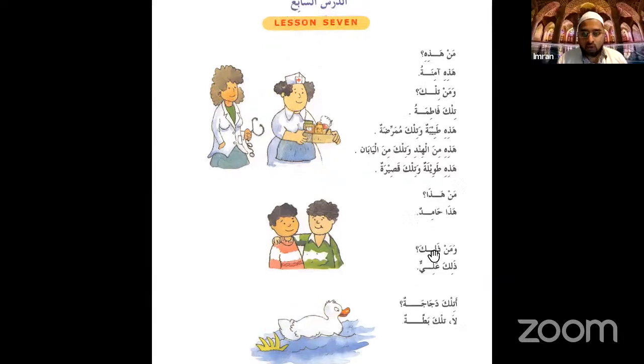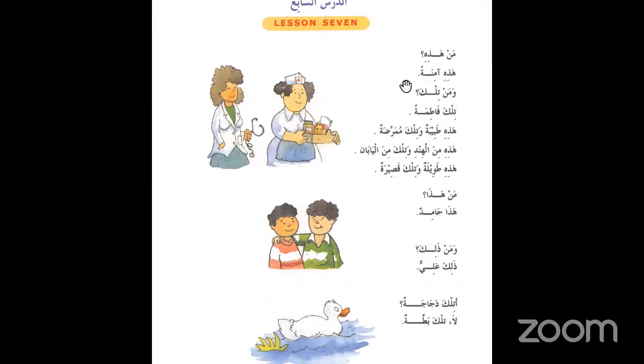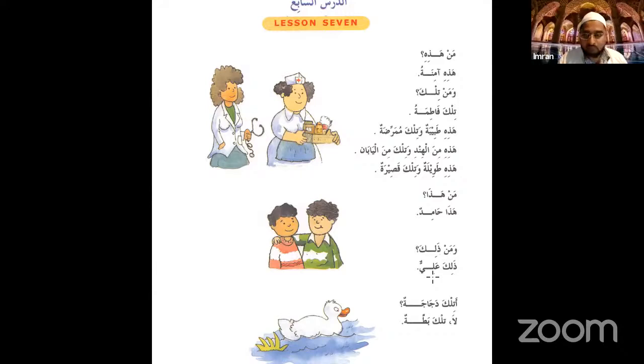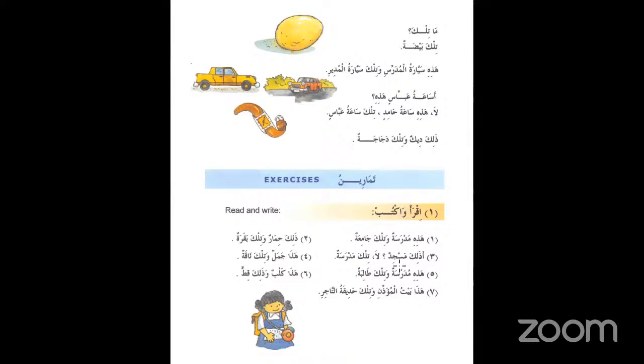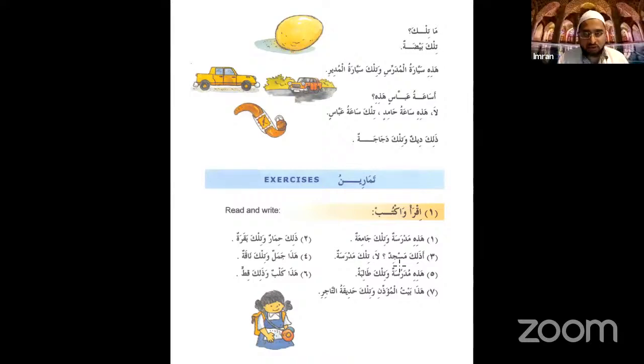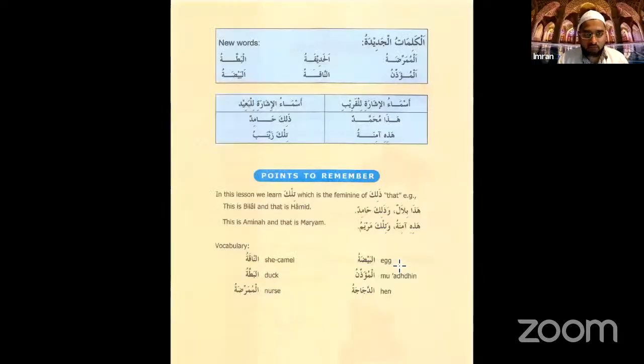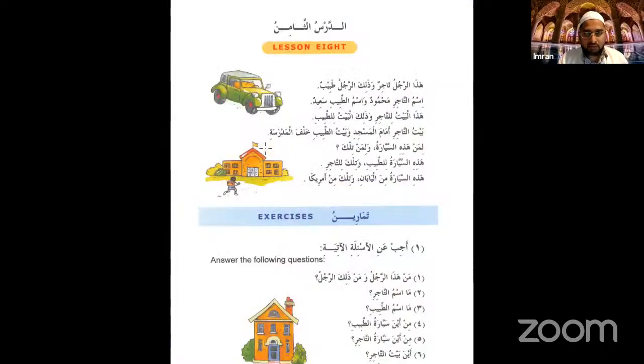For example, we say man dhalika, who is that? Dhalika aliyun, that is Ali. Exactly. Any questions so far? No questions? So that's the point. هذا محمد، هذه آمنة، ذلك حامد، تلك زينب. Right.